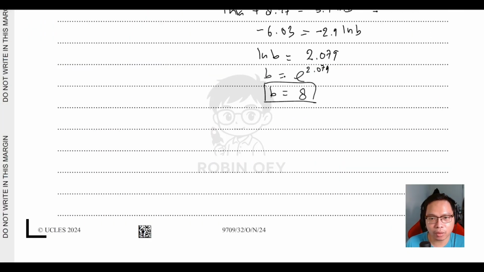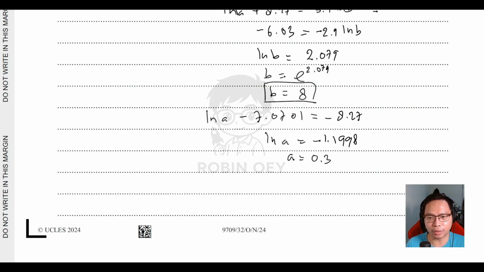So for a, we use ln a, negative 7.0701, that equals negative 8.27. So we just have to input into the original equation. So ln a equals negative 1.1998, and a would be 0.3. Okay, so this is the value of a and b.